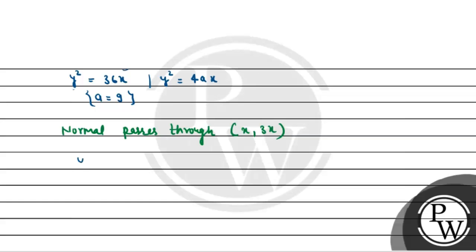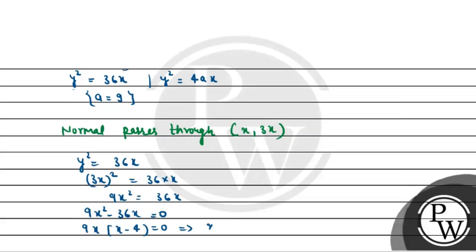So we can say that we have the equation of parabola y square is equal to 36x. After putting the value of these points, we get 3x square is equal to 36x into x. We have 9x square is equal to 36x. Okay, then we have here 9x square minus 36x is equal to 0. Taking 9x common, we have x minus 4 is equal to 0, which implies that x is equal to 0 and x is equal to 4.